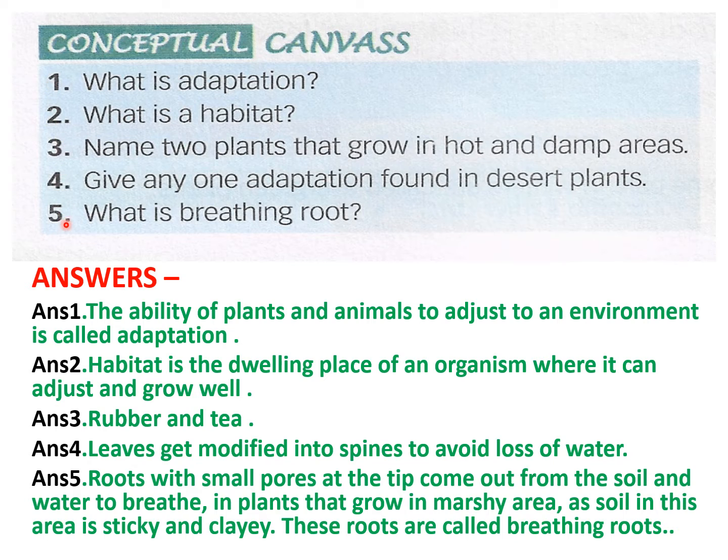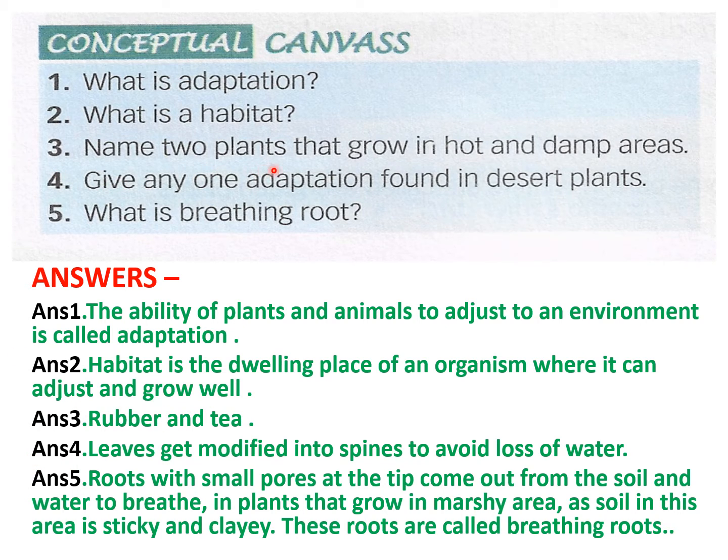Now we come to conceptual canvas. And here are some questions given in your book. Number one, what is adaptation? Answer, the ability of plants and animals to adjust to an environment is called adaptation. Children, learn these. They can come and define the following or in other questions also in the exam. So please learn them. What is a habitat? Habitat is the dwelling place or living place also. You can write, if you don't remember dwelling, you can write living place. Habitat is the living place of an organism where it can adjust and grow well.